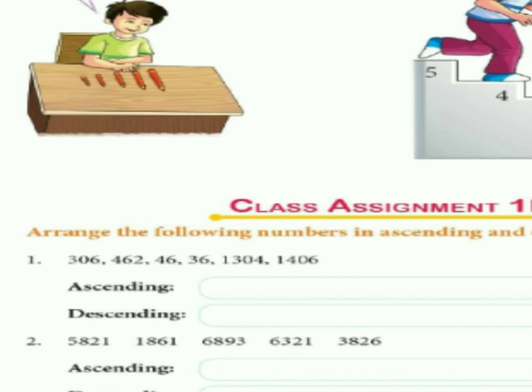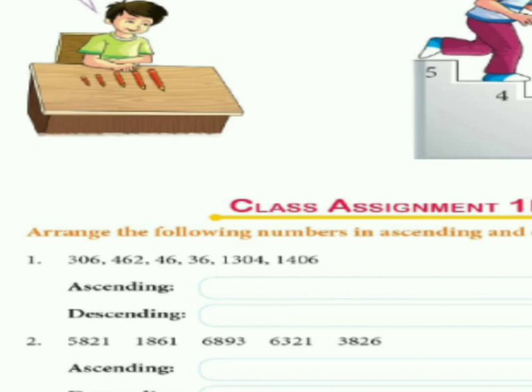Like 1406 will be the first one, 1304 will be the second one, 462 will be the next one, 306 will be the next one, 46 will be the next one, and 36 will be the last one. It is the only difference in ascending and descending, that in ascending order you will put first of all the smallest number, and in descending order you will put first of all the highest number. It will be the only difference.